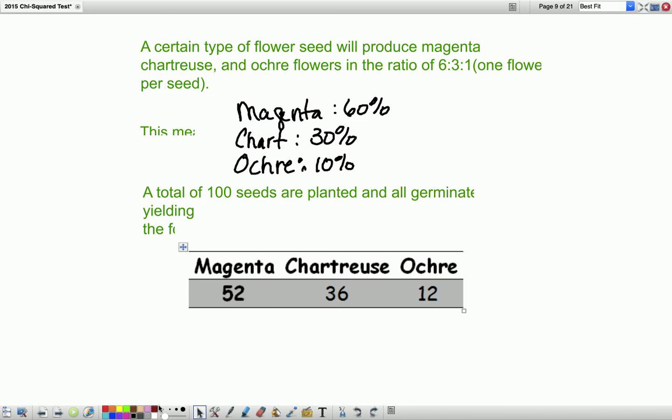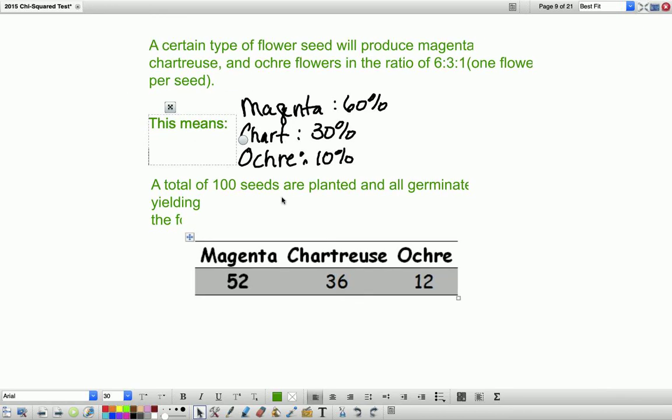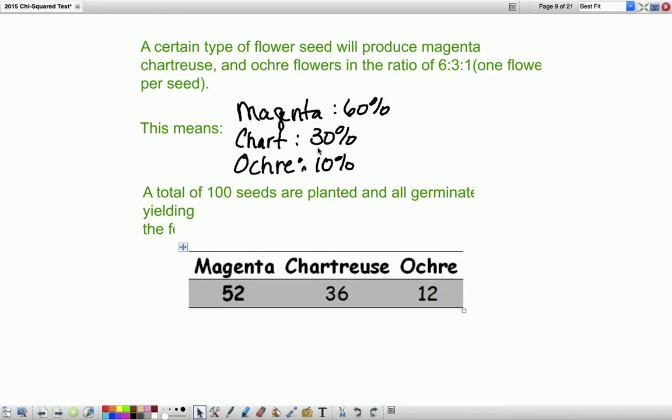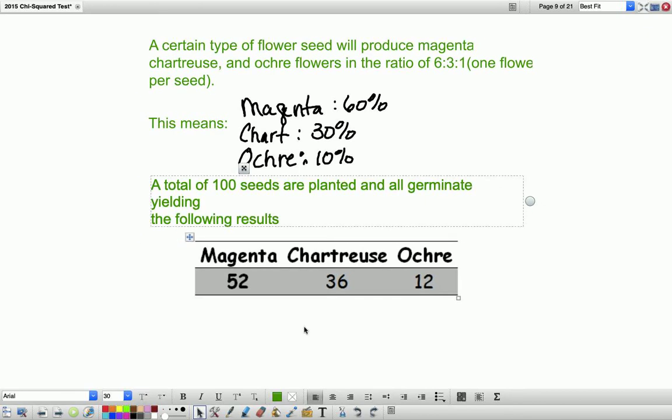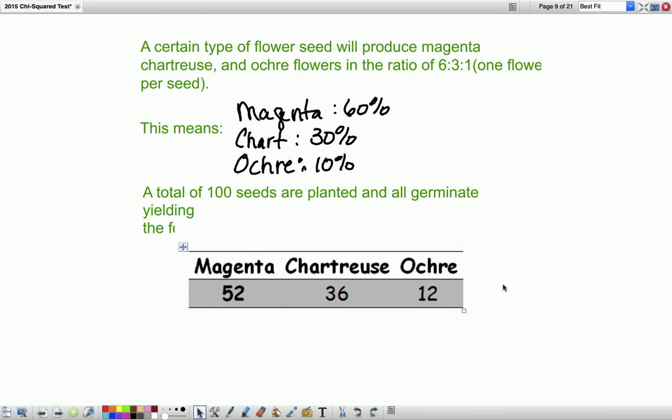So I've got these flowers that are producing these 3 different colors. Don't ask me why I use weird colors, but I did. In this ratio, 6 to 3 to 1. This means that magenta is 60%, 30%, 10%. A total of 100 seeds are planted and all germinated, yielding, this is weird, the following results. So here we go. This is what they got.